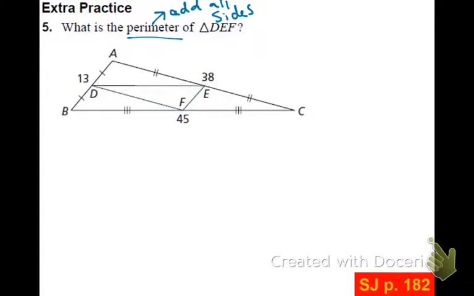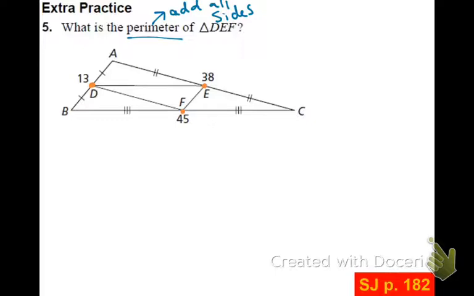All right, so we're going to find the perimeter of DEF. That's the triangle on the inside. Let's look. I see that we have these tick marks, which show that each side has been cut in half, which makes D the midpoint, and 45 a midpoint, and 38 a midpoint.